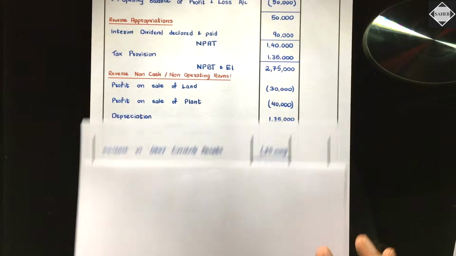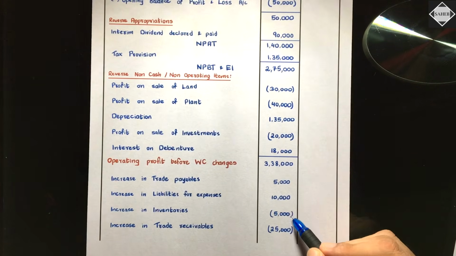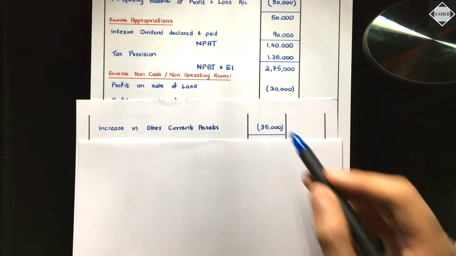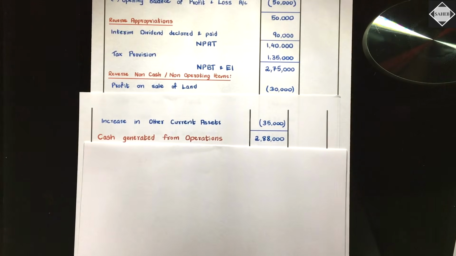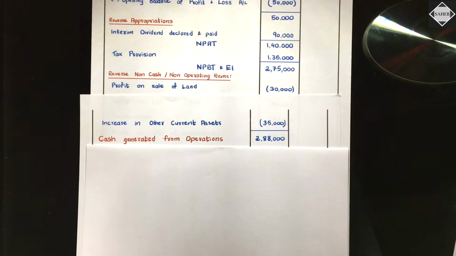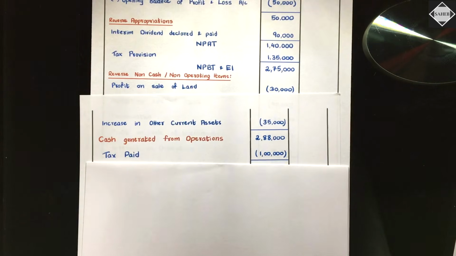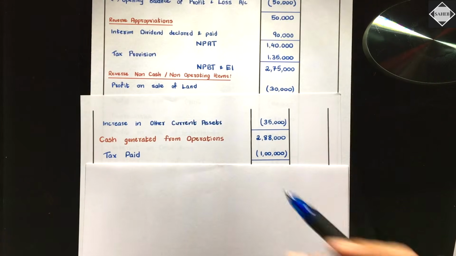So then you have to make a sum. 3,38,000 plus 5,000 plus 10,000 minus 5,000 plus 25,000 minus 35,000, that's equal to 2,88,000 cash generated from operations. Fine. Now, according to the format, you subtract the tax paid, right? Tax paid 1 lakh. From where did it come?